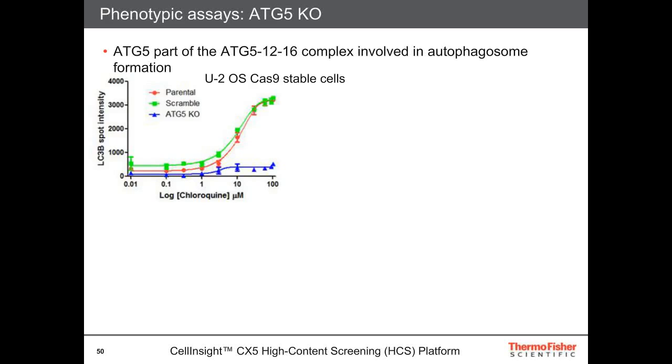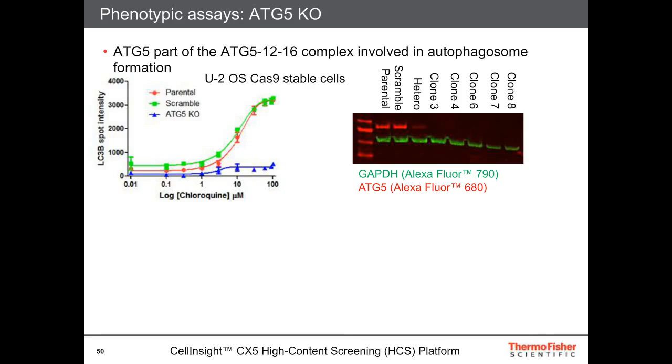Here we have a Cas9 stable cell. We've transfected these cells using our Neon electroporation system with guide RNAs against ATG5. When compared to the parental or scrambled transfection, the ATG5 transfected cells show a significant loss of LC3b spot intensity as a function of chloroquine. Chloroquine acts in a similar manner to bafilomycin to block autophagic flux. These are pooled cells, so not all of them have successful knockout.